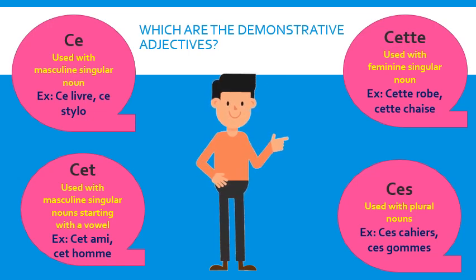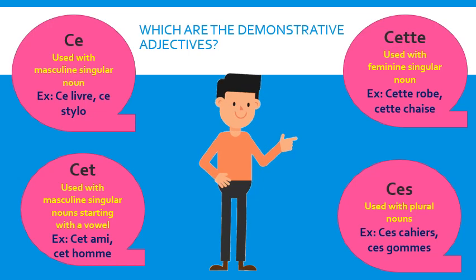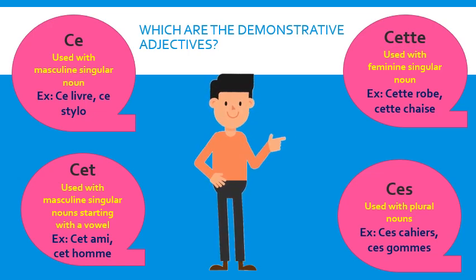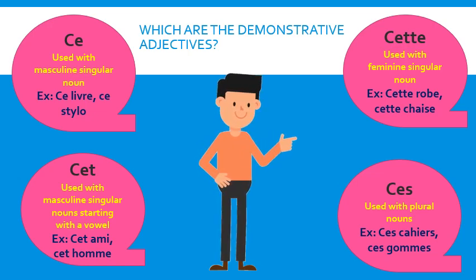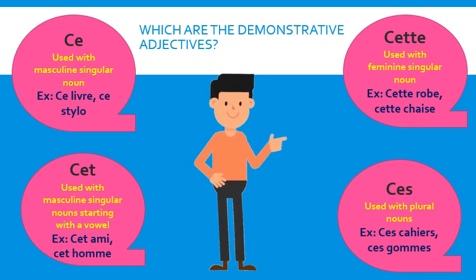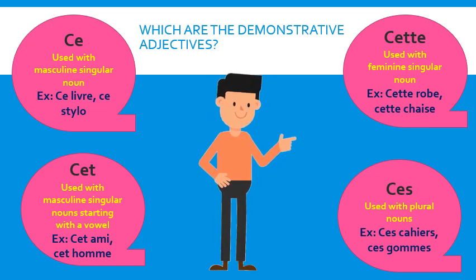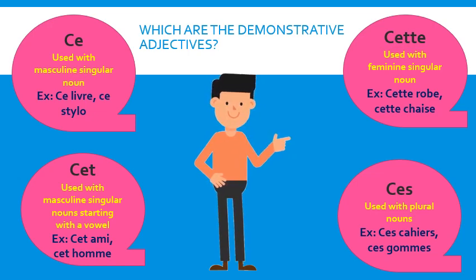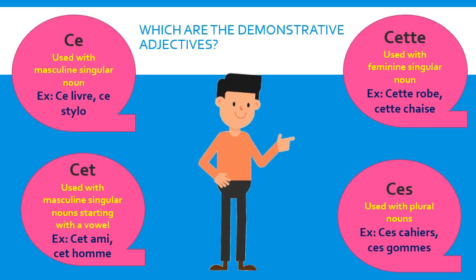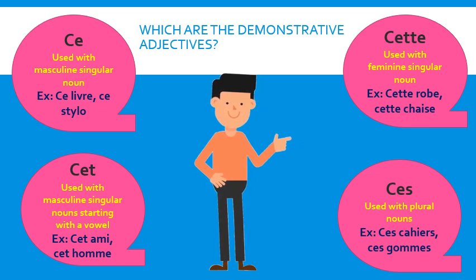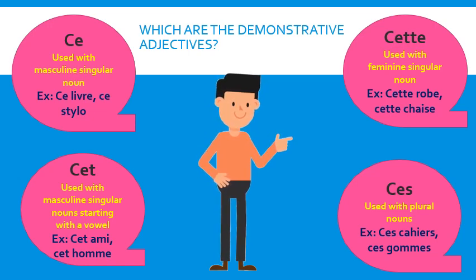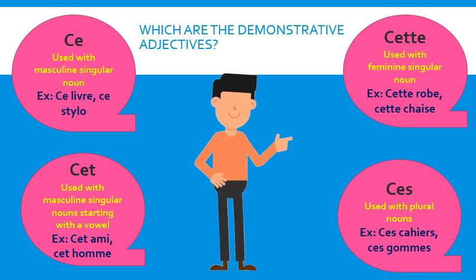Third one, cet, the pronunciation is the same as cette. It is used with a masculine singular noun which starts with a vowel. So, example, cet ami, cet homme. All these three adjectives, ce, cette and cet, mean this or that because these are used with singular nouns. Then lastly, the adjective ces. This is used with all plural nouns, masculine plural as well as feminine plural, meaning these or those. Example, ces cahiers, ces gommes.